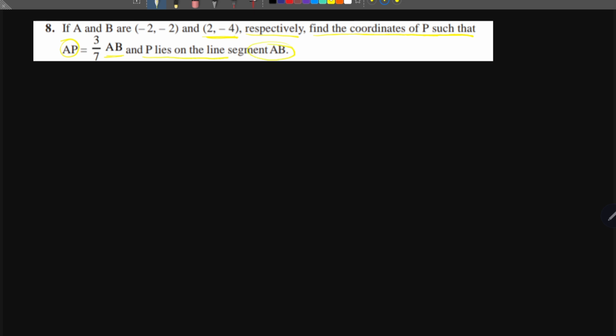So most of the students, without realizing the question, generally take M is to N is equal to 3 is to 7.